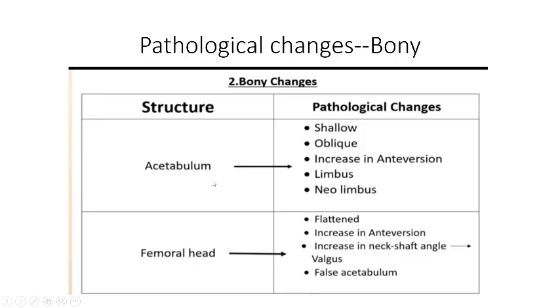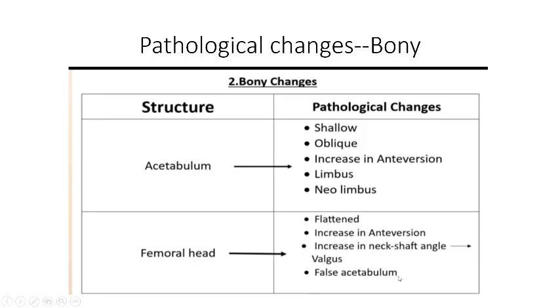Bony changes are of two types: one, changes in the acetabulum, and other, changes in the femoral head. The acetabulum now is shallow and oblique. There is an increase in anteversion and formation of limbus and new limbus. In the femoral head, the changes are that the femoral head is flattened, there is an increase in anteversion, and an increase in neck shaft angle, that is coxa valga. There is also formation of a false acetabulum.